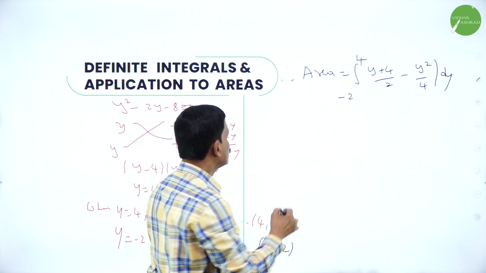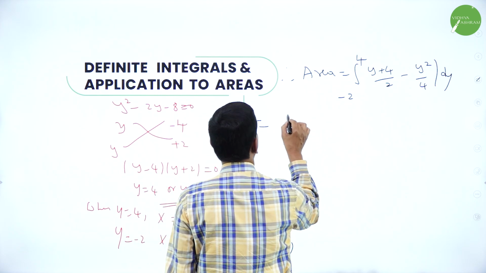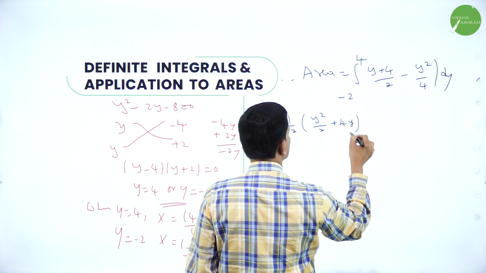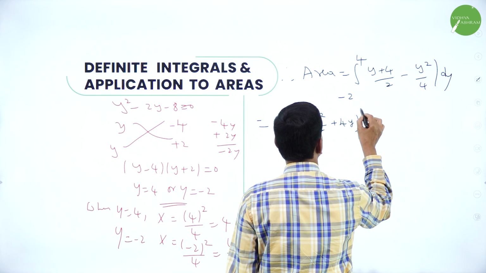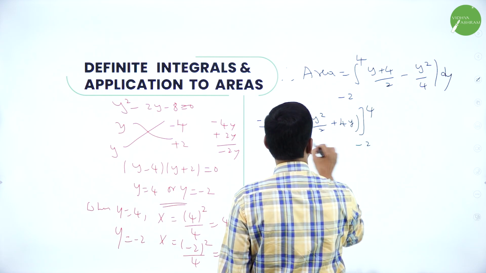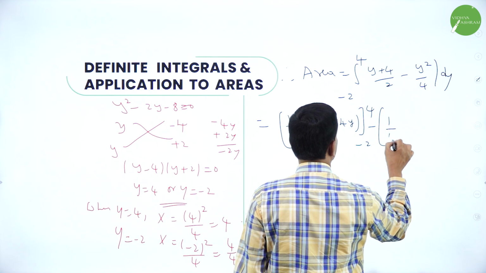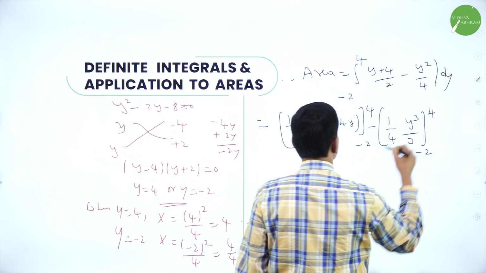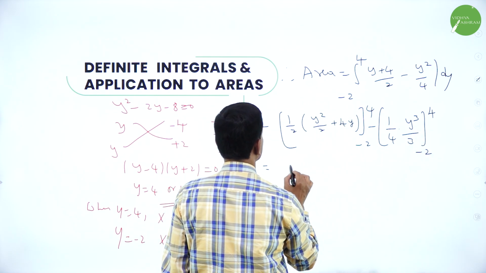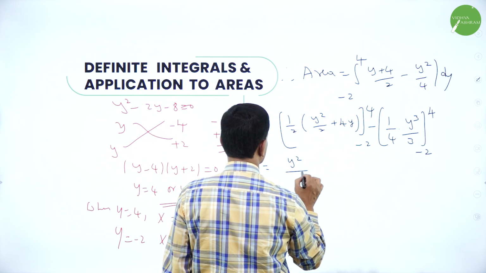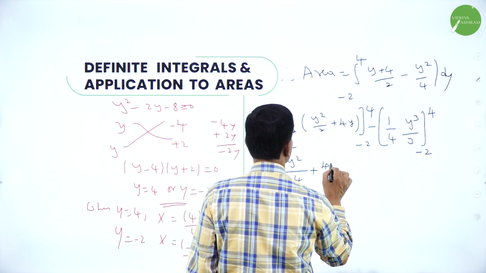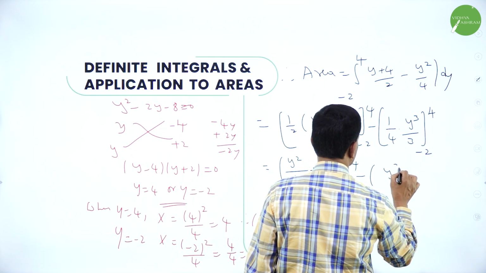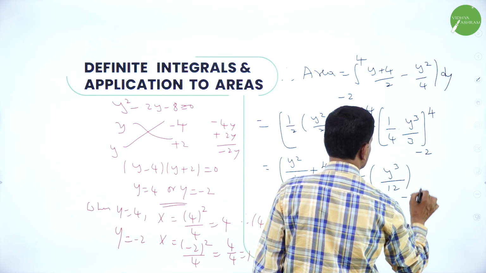That's it. Now, integrate it. So, here 1 by 2 out, integral of y is y square by 2 plus 4y, minus, that is limit between minus 2 to 4, minus integral of this, 1 by 4 out, y square is y cube by 3, between limits minus 2 to 4. So, just simplify this, what we will get, y square divided by 4 plus 4y divided by 2 between minus 2 to 4 and minus y cube divided by 4 3s are 12 between minus 2 to 4.